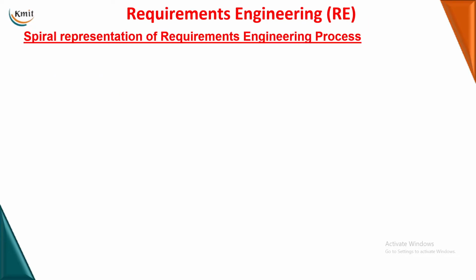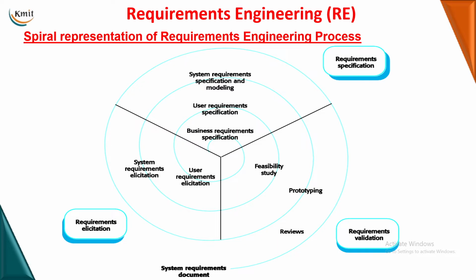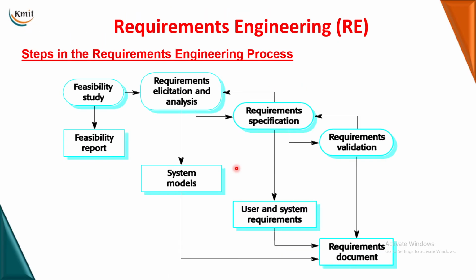So your requirements engineering process consists of three main steps. The first is requirements specification, the second is requirements elicitation, and the third is requirements validation. So the complete requirements engineering process, the process of collecting the requirements from the users as well as the stakeholders, is divided into three different parts, as you can see here. Now these three steps are again further divided into n number of steps. So let's look into what these various steps are.